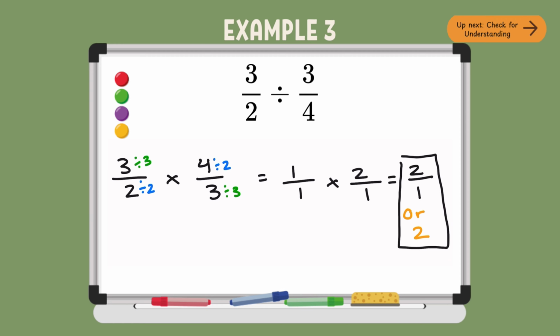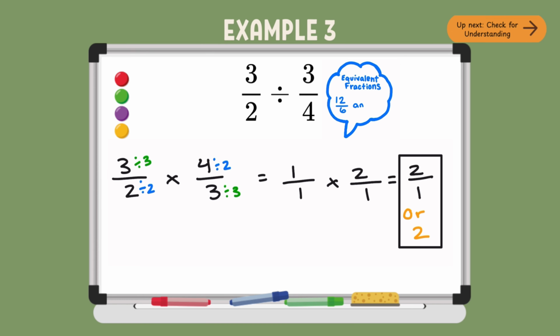Now, if you did not simplify before multiplying straight across, here are the two equivalent fractions that are also the correct answer. So you have an answer of 12 over 6 or 6 over 3. You are also correct.